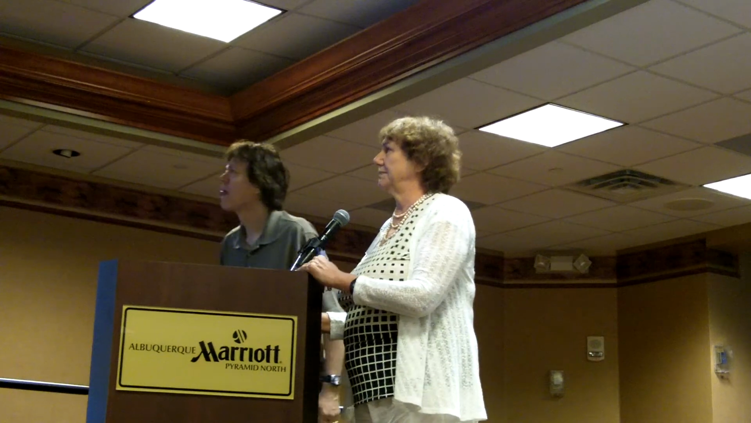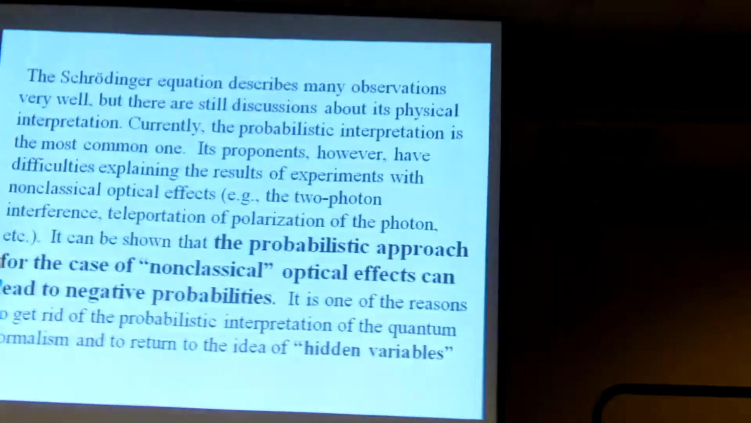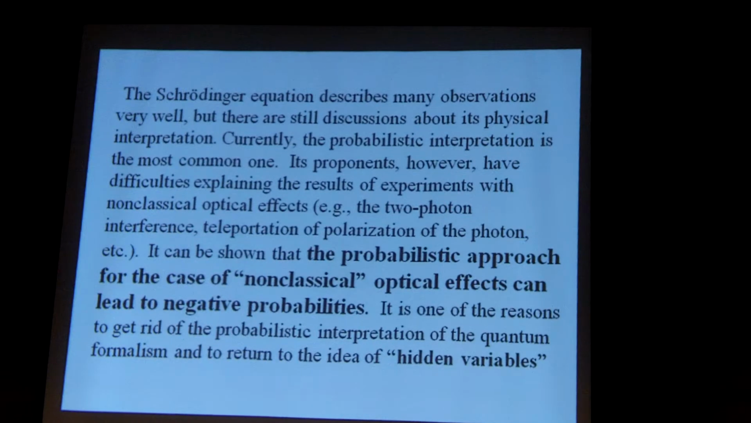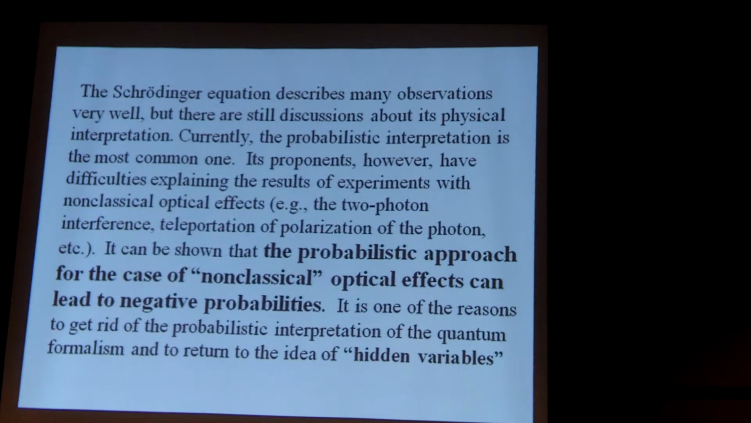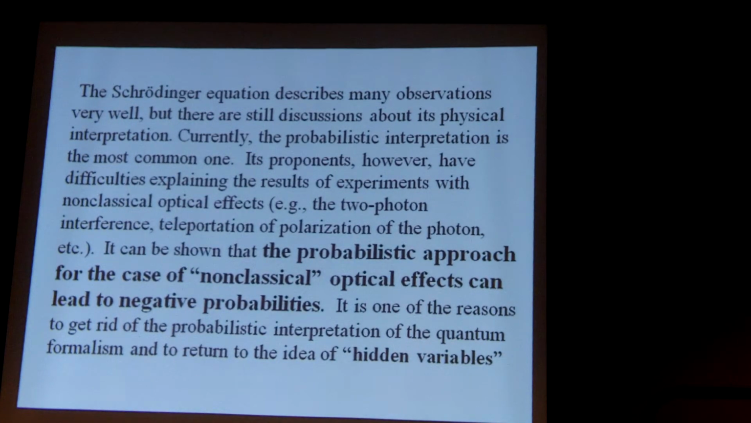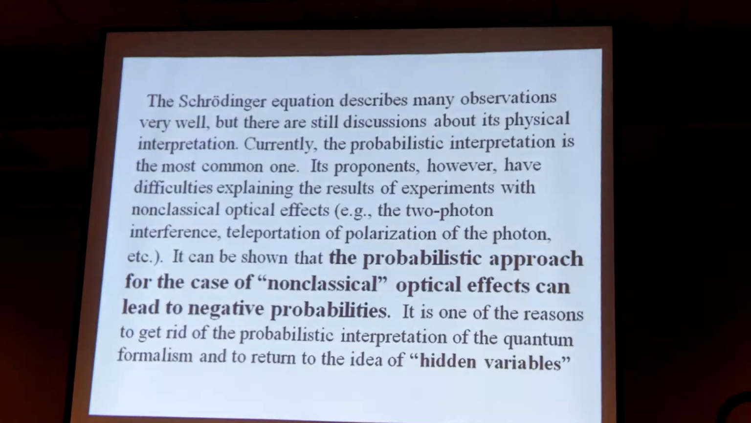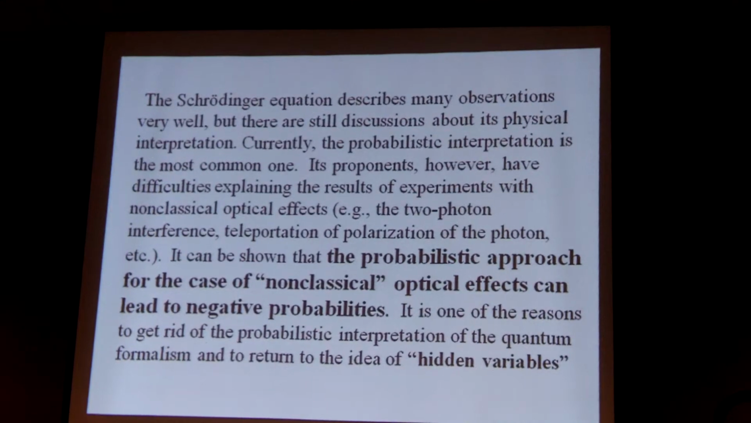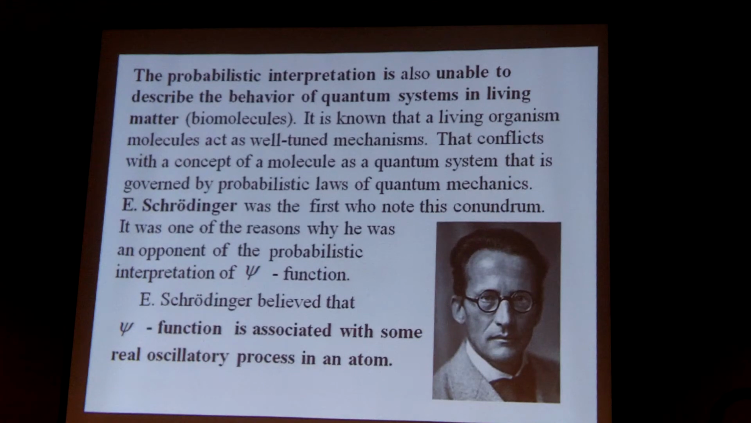The Schrodinger equation describes many observations very well, but there are still discussions about its physical interpretation. Currently, the probabilistic interpretation is the most common one. Its proponents, however, have difficulty explaining the results of experiments with non-classical optical effects. It can be shown that the probabilistic approach for the case of non-classical optical effects can lead to negative probabilities. It is one of the reasons to get rid of the probabilistic interpretation of quantum formalism and to return to the idea of hidden variables.